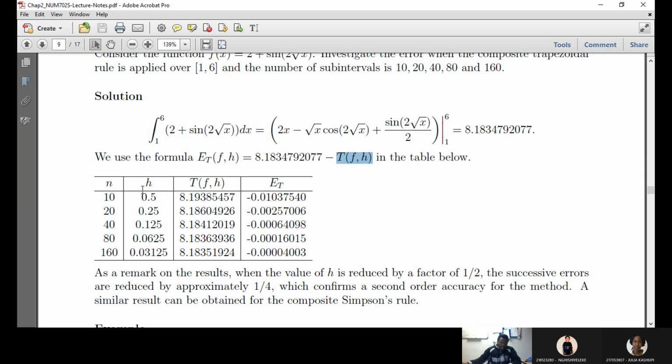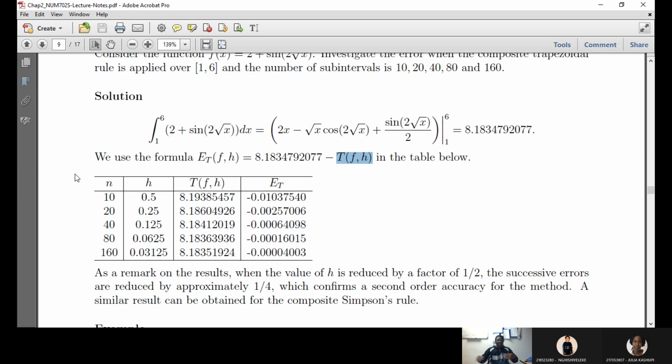Now, when we double, what does that do to the step? We halve the step size at the same time. So you can see that this is 0.5. If I divide this by 2, it's this one. If I divide by 2, it's that, and so forth. So doubling the number of subintervals halves the step size. And this is how you check the error, the order of accuracy of your method.